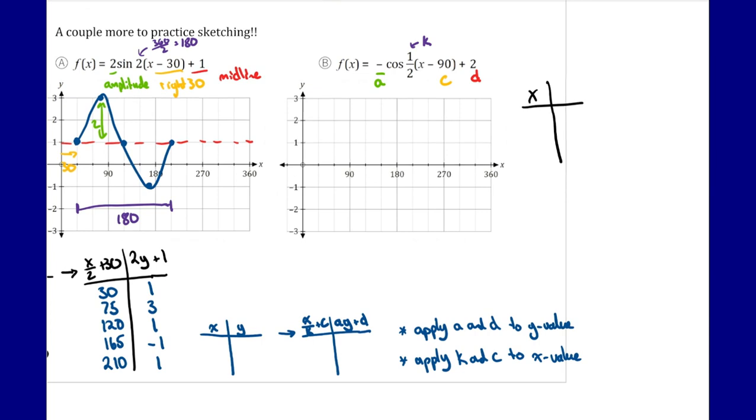So the original cosine coordinates, x and y, we had 0 and 1. We had 90 and 0. We had 180 and -1. We had 270 and 0. And we had 360 and 1. So again, that is all just right from the key points that we talked about at the very beginning.